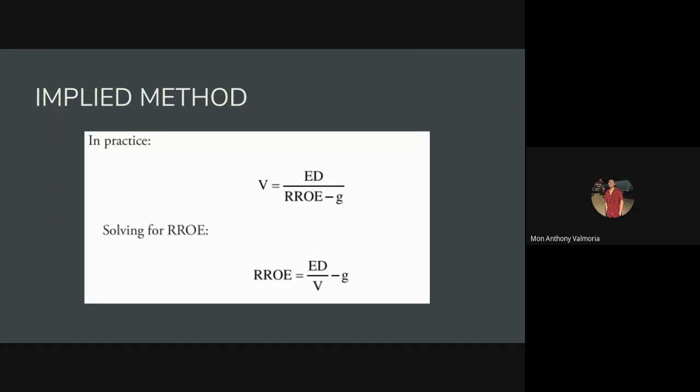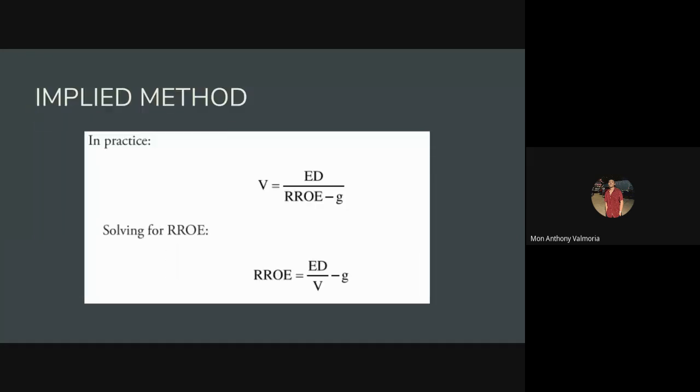So the third one is the implied method, and the implied method is not based on historical series, but rather on an analytical model, according to which the stock value is equal to the ratio between the expected dividends in the next period and the difference between the required return on equity and the expected growth rate. So the formula in practice is V is equal to ED over the required return on equity RROE minus the expected growth rate G. Moreover, when we solve for the RROE, it is ED over V plus G.